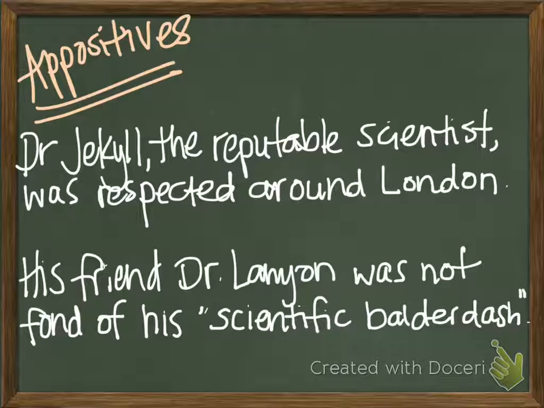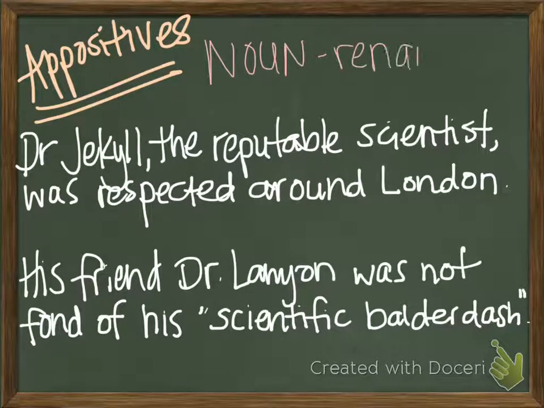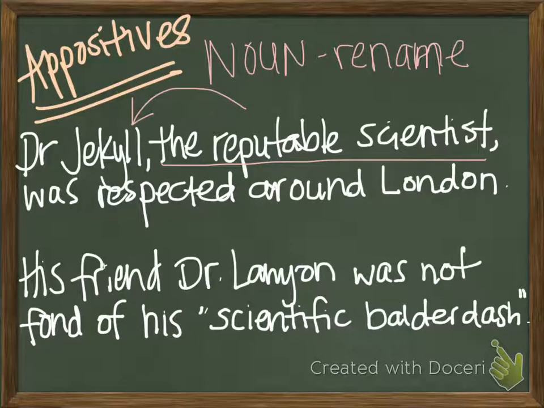Next is appositives. Appositives always act as nouns because they are simply renaming another noun. So Dr. Jekyll, the reputable scientist, was respected around London. The reputable scientist is your appositive phrase that is renaming Dr. Jekyll. Again, it's not necessarily describing Dr. Jekyll because that would make it an adjective. Here it's renaming the subject.